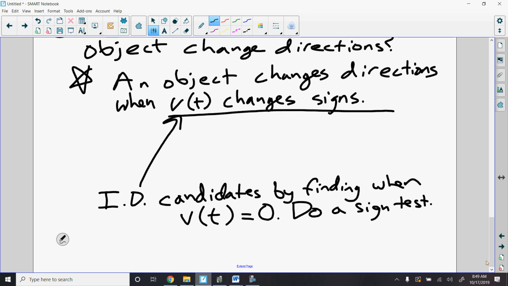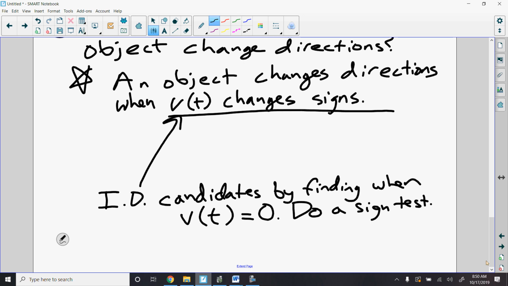Okay, so we identify candidates for times when an object changes directions by setting our velocity equal to 0. But we need to do a sign test just like we did in problem 2. So let's look at that example from problem 2, with v of t equals the quantity t minus 4 times the quantity t minus 8. We got zeros of t equals 4 and t equals 8.